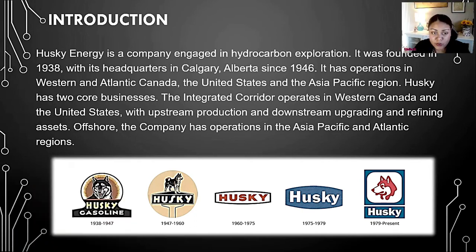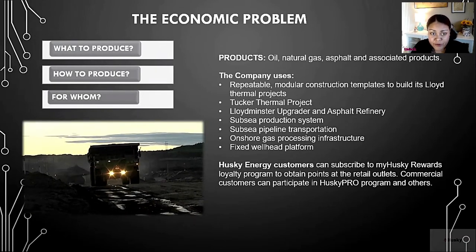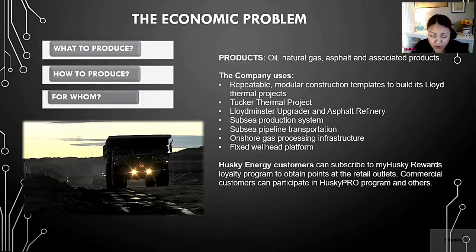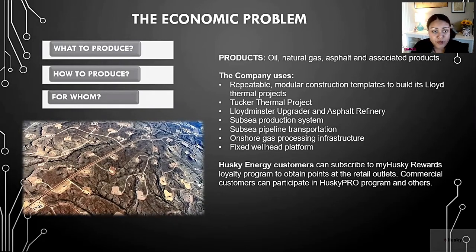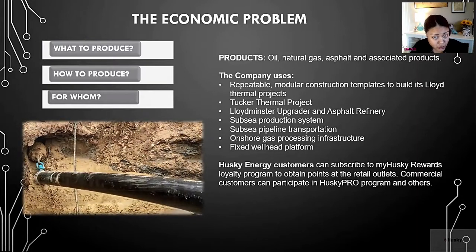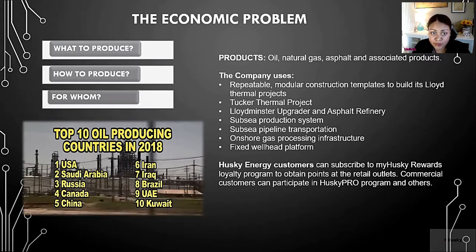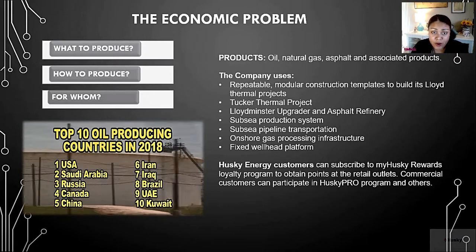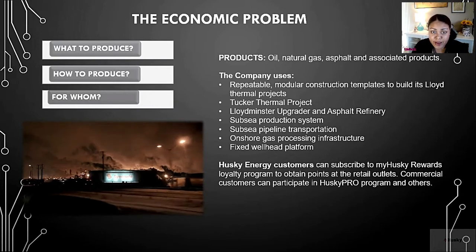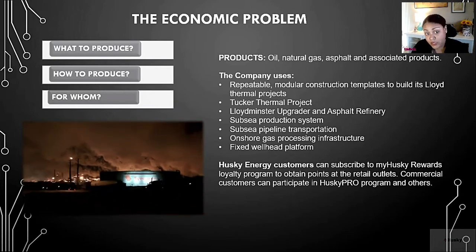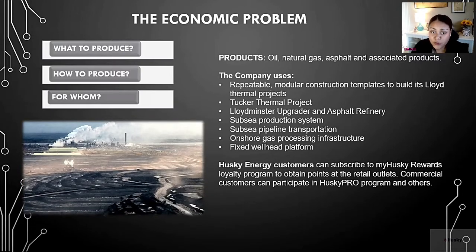So let's move on to the economic problem, and in order to do so, we need to cover the three fundamental questions in economics, which are what to produce, how to produce it, and for whom. Husky Energy produces oil, natural gas, asphalt, and associated products. Husky has two core businesses, the integrated corridor, which includes the Lloydminster heavy oil value chain, the oil sands, Western Canada production, US refining and Canadian refined products, and the offshore business, which includes production in Atlantic Canada and the Asia Pacific region.